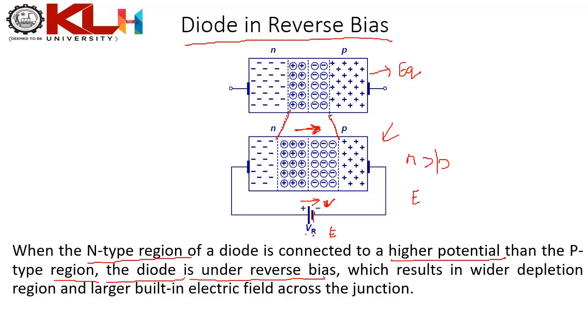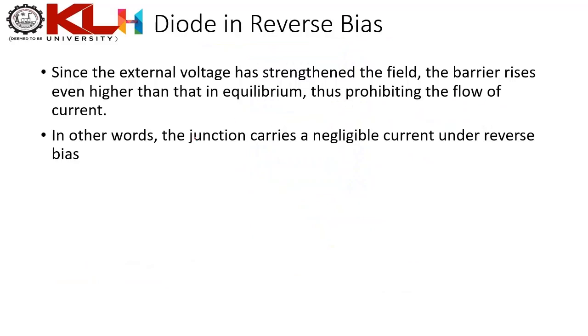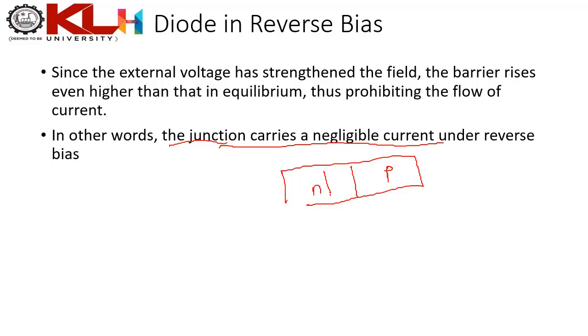The external voltage is aiding, strengthening the built-in electric field, which results in an even wider depletion region. So what happens in reverse bias is that the depletion region becomes even wider. A very important conclusion I am drawing here: the junction in reverse bias carries negligible current. If it is a PN junction under reverse bias, the depletion region is too wide.